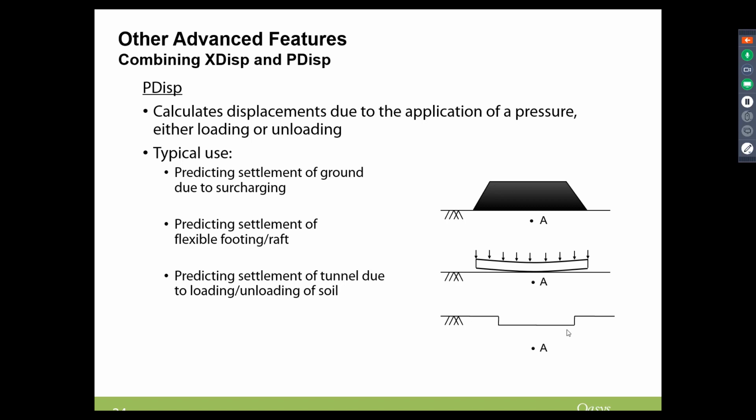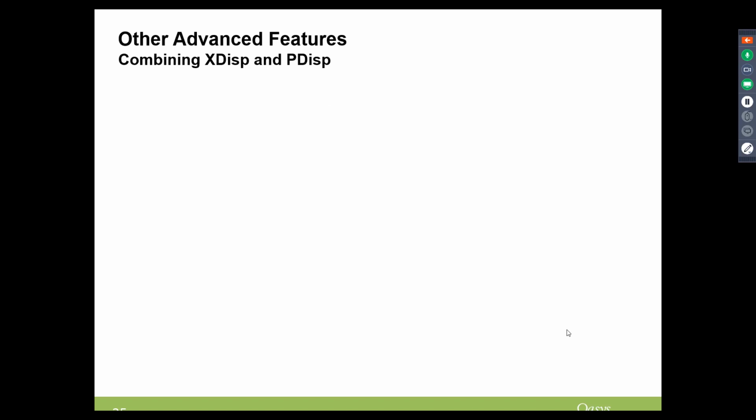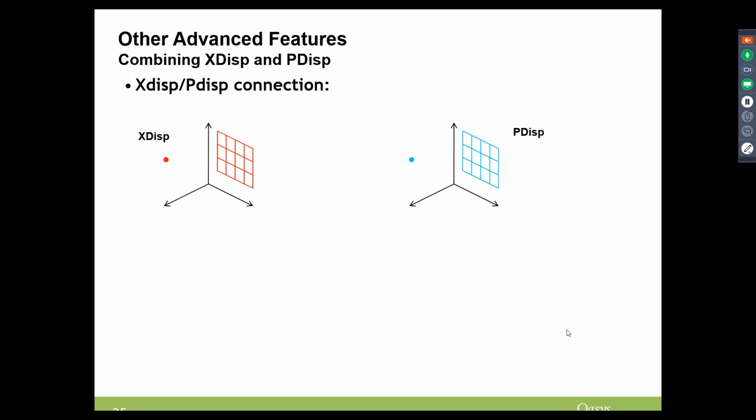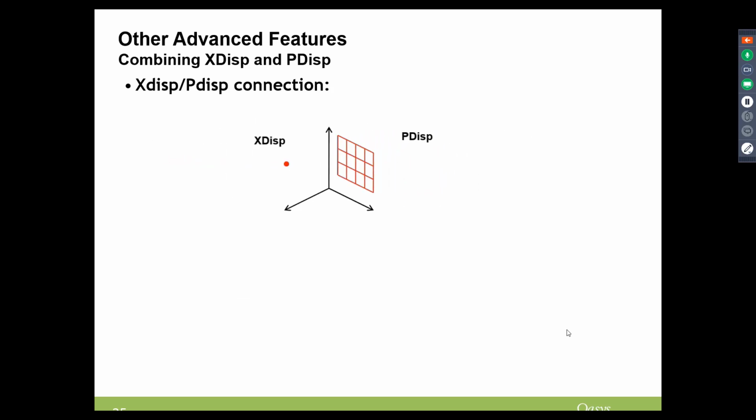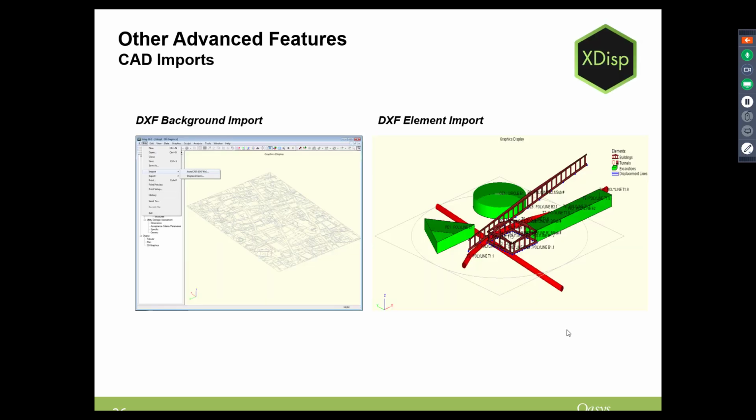But just very briefly, PDisp calculates the displacements due to the application of pressure. There's an elastic feature for PDisp and a consolidation feature as well. So for example, if you've got some construction surcharging, someone's putting in a flexible footing or raft nearby, you can assess due to that. Again, also unloading and loading. So if there's a demolition going on nearby, you can assess for that and do a building damage assessment due to that as well. So XDisp and PDisp combine, so you can get the PDisp results into XDisp and do a building, utility and rail damage assessment on it, which is very useful.